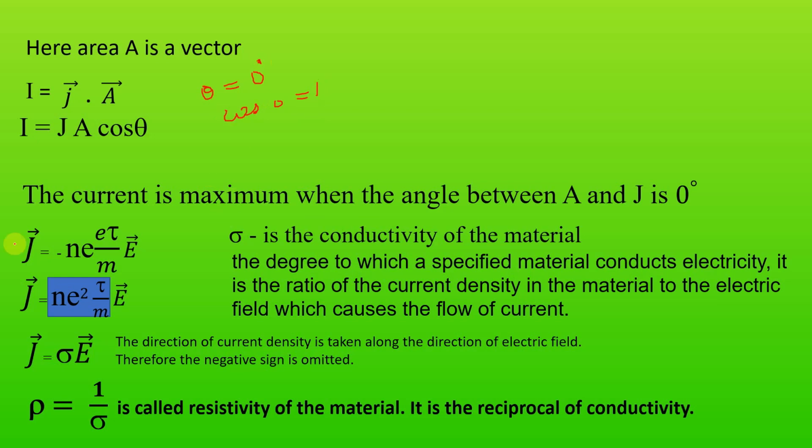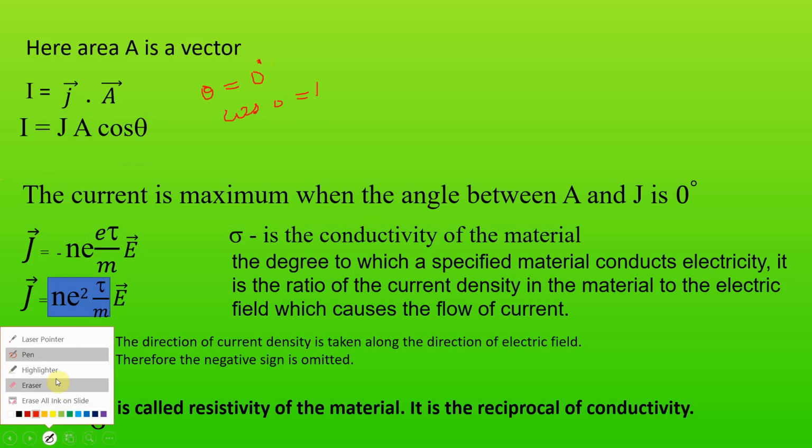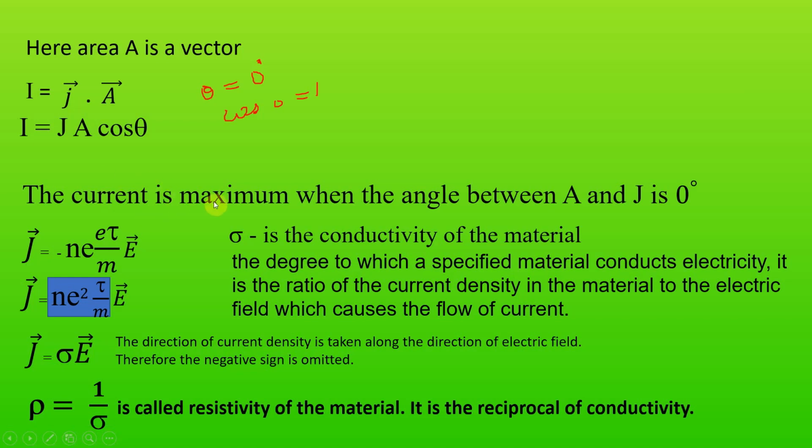Suppose theta is 0 degrees, we can write cos 0 is equal to 1. So if cos 0 is equal to 1, then I is equal to j. So the current is maximum when the angle between them is 0 degrees. And we know j is equal to n e tau by m into e vector. This represents the drift velocity equation.